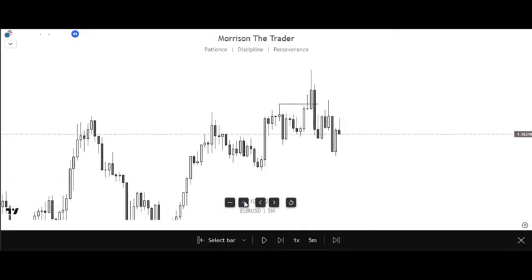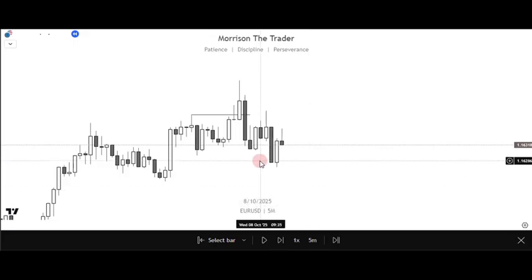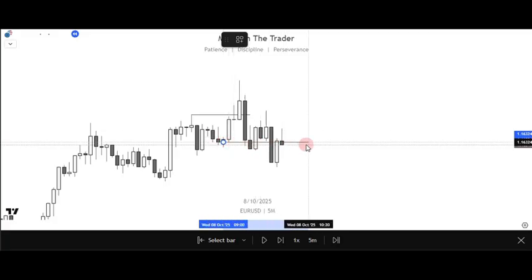Now how do you confirm the change in state of delivery? The change in state of delivery is when a series of candles, either a single candle or series of candles, takes liquidity, or runs above a liquidity, and then the market closes below the opening candle of those series of candles, right? So you see, this is the opening of that candle.